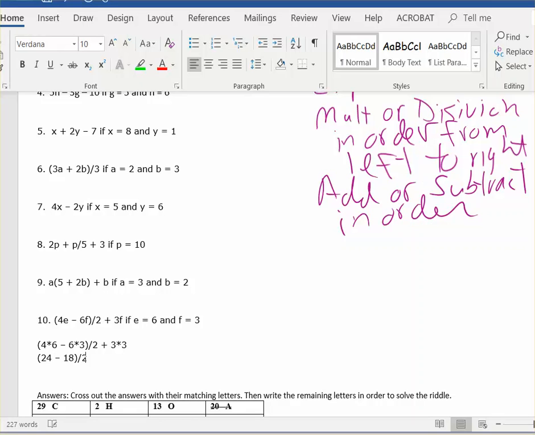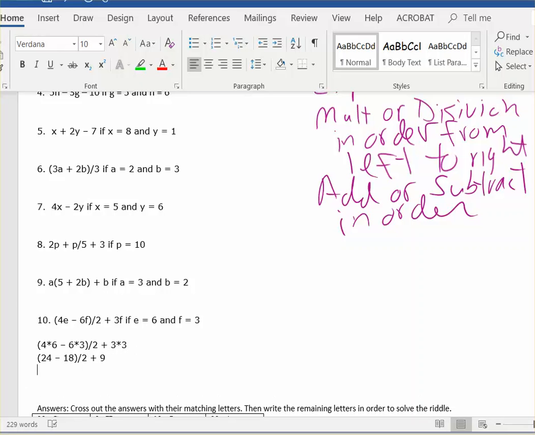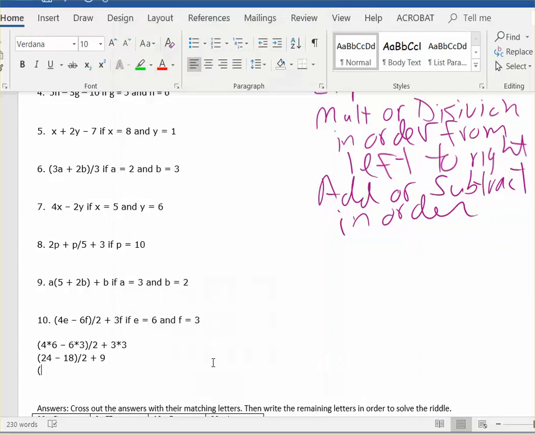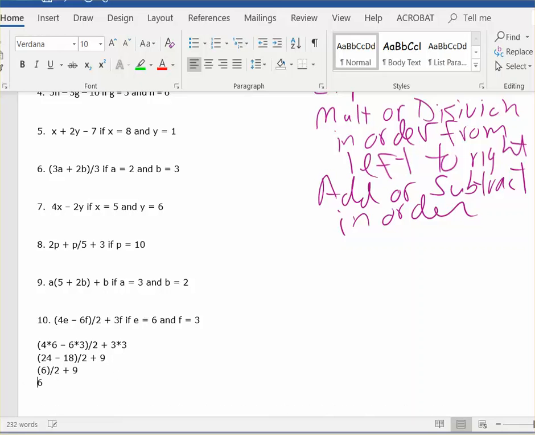Then I divide by 2. And then over here, I've got some more multiplication to take care of. 3 times 3 is 9. And then I keep going. So now I'm going to do the work in the parentheses, which is subtracting 24 minus 18. 24 minus 18, if you need to double check, you can use your calculator. It's 6. Now I don't really need the parentheses there anymore. There's only one number in the parentheses. It doesn't mean anything. So you might just want to write here 6 divided by 2 plus 9.